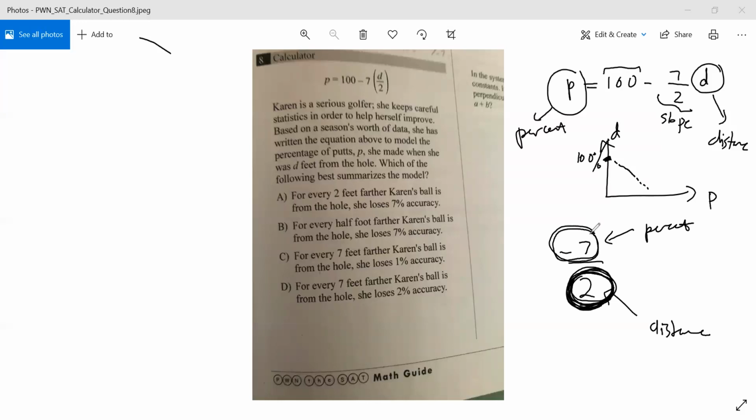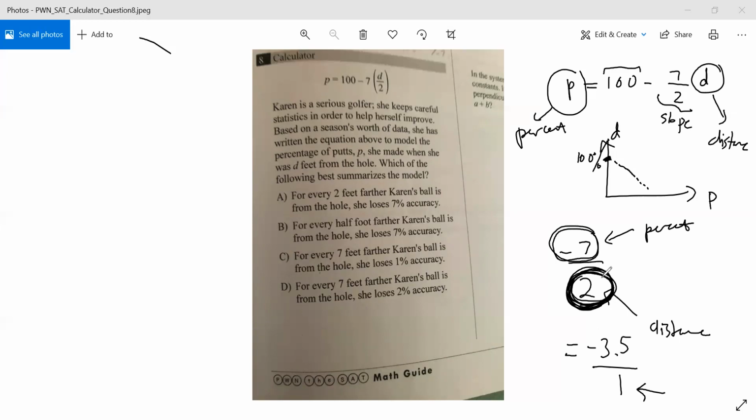So we're going to look for this, or this could even be, because 7/2 is -3.5, we could just put a 1 here and interpret it. Like when she's 1 foot away from the hole, then she will lose 3.5%. You could write it like that too, but this depends on how the choices are structured. Let's read it and see if we can find the statement I just said.